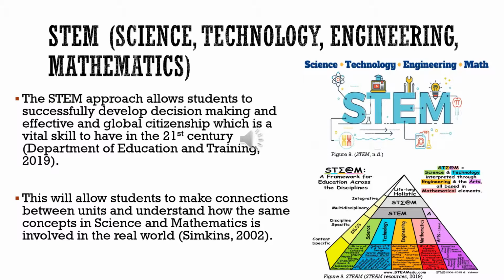This is a perfect example of using the STEM integrated approach within the classroom, by integrating science, technology, engineering, and mathematics to allow students to successfully develop decision-making and effective global citizenship, which is a vital skill to have in the 21st century. Using the STEM approach in schools gives students the capability to make connections with the real world, which gives them a more meaningful learning experience. This is evident that using the shared model to integrate curriculum in the school will allow students to make connections between units and understand how the same concepts in science and mathematics are involved in the real world.